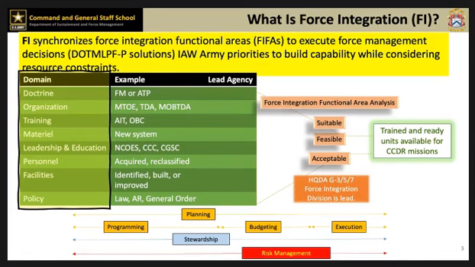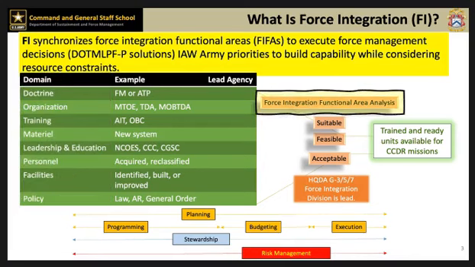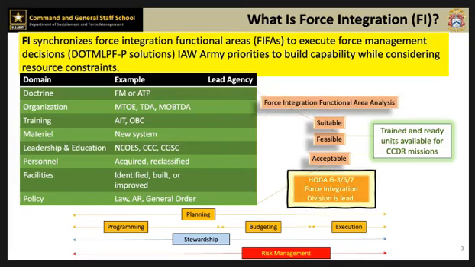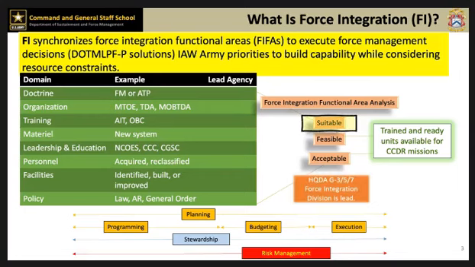DA G357 FM Directorate uses force integration functional area analysis areas to ensure synchronization from the Department of the Army perspective. Headquarters DA evaluates all proposed organizational changes by using a FIFA analysis to ensure designs are suitable, feasible, and acceptable. In this case, suitable means the proposed organizational design must accomplish the Army's mission and comply with Chief of Staff of the Army guidance.